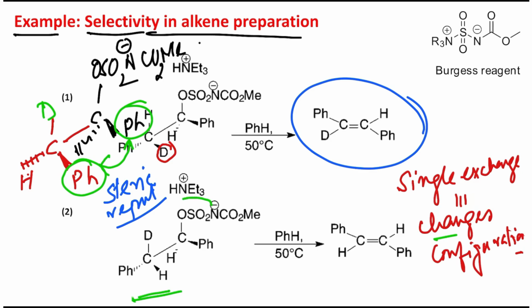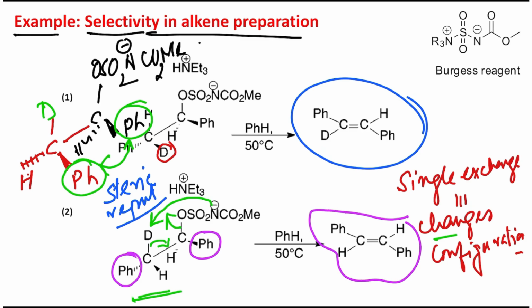In this case, since they are in syn periplanar, the proton will be abstracted and the group will leave. And by the way, here this phenyl and this phenyl are still anti. In this way we will get this product with no deuterium. So I guess you have understood. And if you look at the conditions, benzene and 50 degree centigrade, such a reaction is very useful at low temperature. That is the beauty of this reagent.